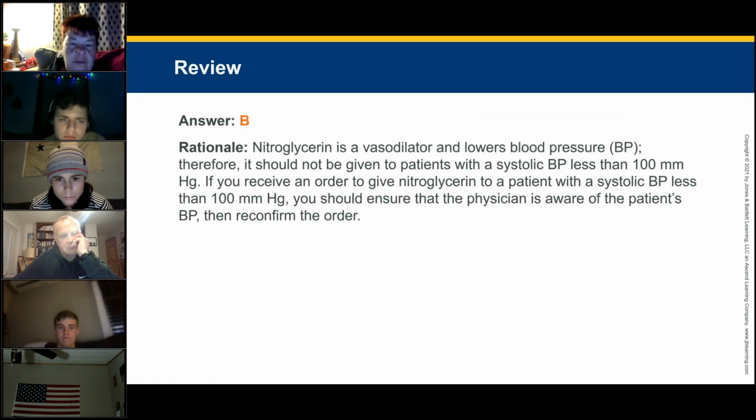Even though the doctor told you to do it, you still have the patient's best interest in mind when you reaffirm with the doc the blood pressure is too low for nitroglycerin. That's where you've got to be a patient advocate and speak up to that.